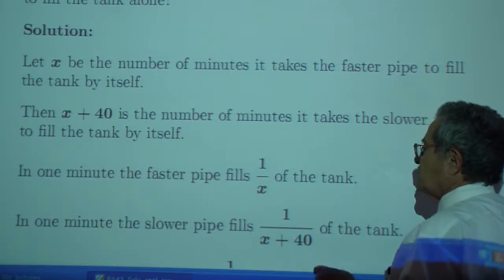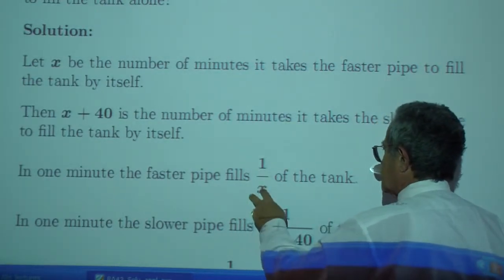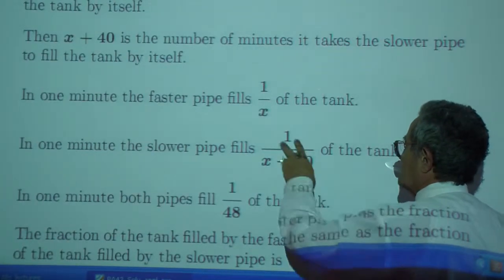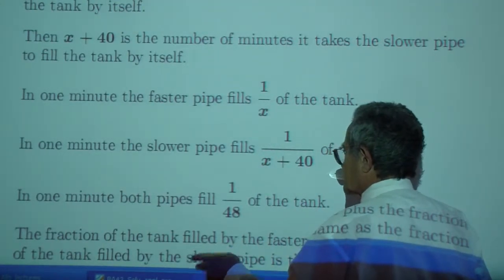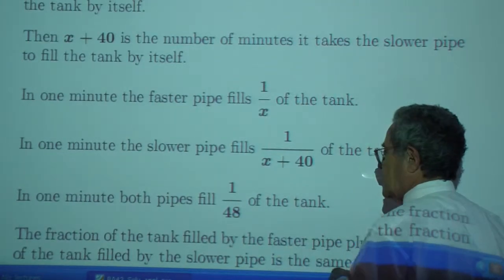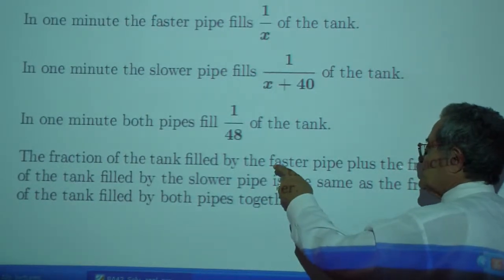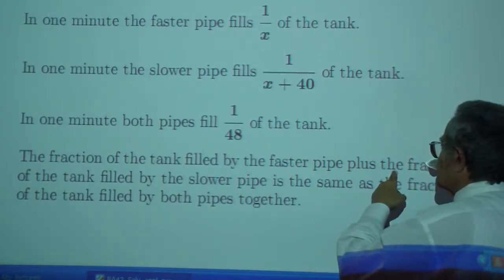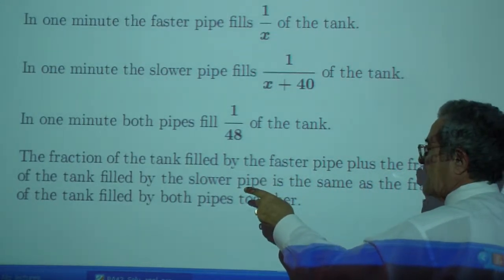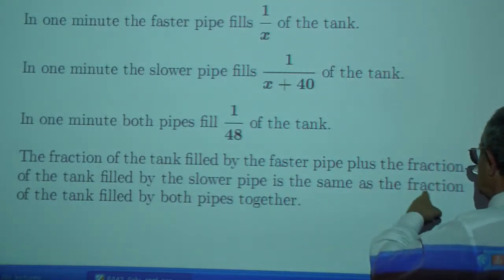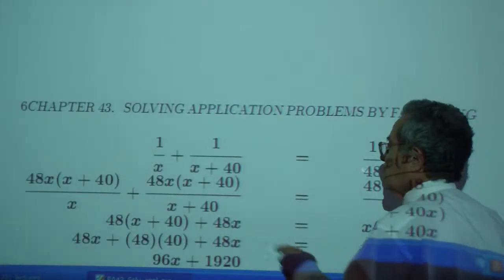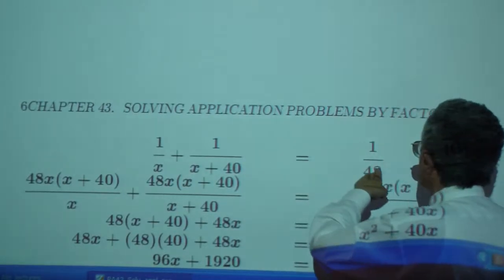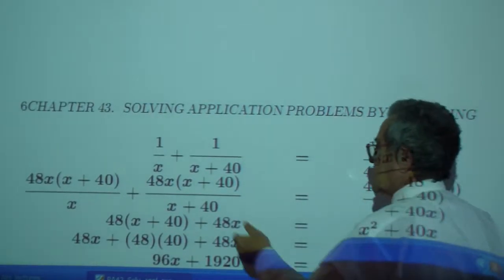And in 1 minute, the faster pipe fills 1 over x of the tank. The other one fills 1 over x plus 40 of the tank. And in 1 minute, they both fill 1/48 of the tank. The fraction of the tank filled by the faster pipe plus the fraction of the tank filled by the slower pipe is the same as the fraction of the tank filled by both pipes together. So 1 over x plus 1 over x plus 40 is equal to 1 over 48.